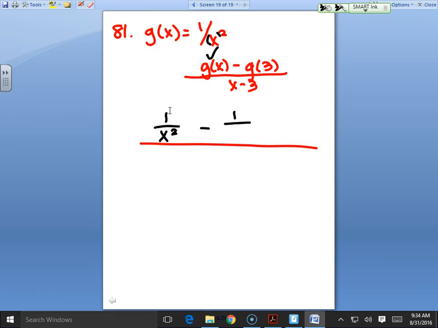Plug in 3. 3 squared is 9. And then, oh, that's pretty. Box him. Simplify. Okay, I'm just going to show you a trick. We'll develop it throughout this year.